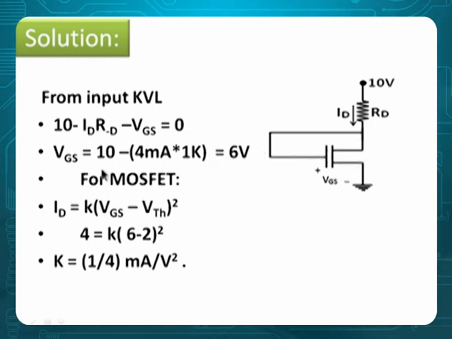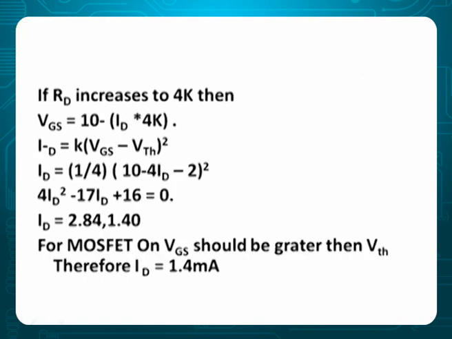So the VGS value is 6, and if you substitute, ID is equal to K into (VGS minus VT) whole square, which is 6 minus 2 whole square, and you will get K as 1 by 4. Now you can put that value back. VGS is 10 minus ID into 4K. What is ID? K into (VGS minus VT) whole square. What is K here? 1 by 4. So 1 by 4 into (10 minus 4 ID minus 2).